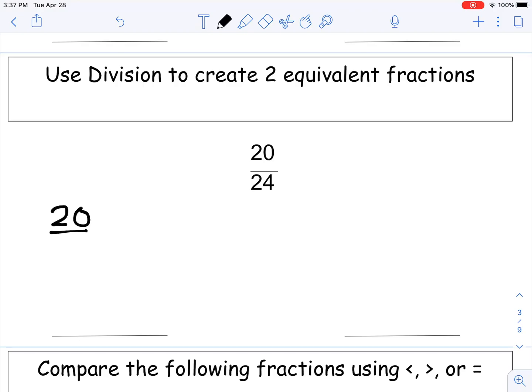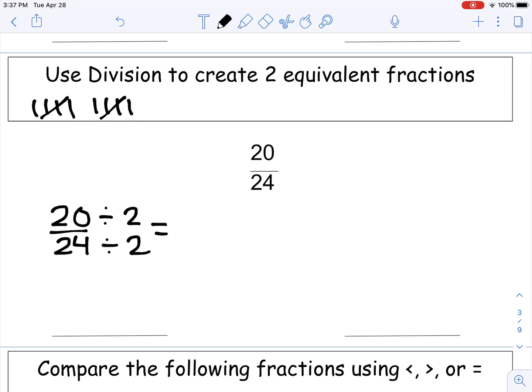I notice I have 20 and 24 though, and they both end in an even amount. So these are both even numbers. So I'm going to divide them both by 2 because they're both even. Strategy: if you're not sure about 20 divided by 2, skip count by 2s, and you can always make tally marks like 2, 4, 6, 8, 10, 12, 14, 16, 18, 20.